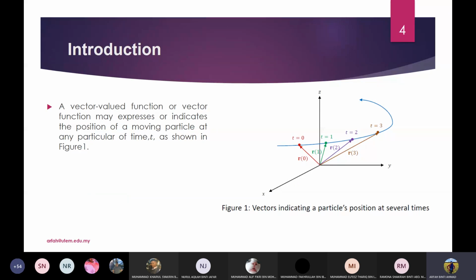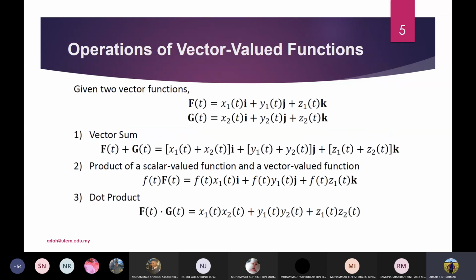Okay. So bila dah ada vector function, of course kita akan tengok apakah mathematical operation that can be done for the vector function. So awak akan ada cross product, dot product, and then kita akan ada addition dan macam mana nak dapatkan magnitude bagi sesuatu vector function. So given two vector, let's say awak ada vector F dan awak ada vector G. Okay. So setiap vector ni dia akan ada dia punya component I, J and K. Let's say you were given two vector function, vector F and vector G.